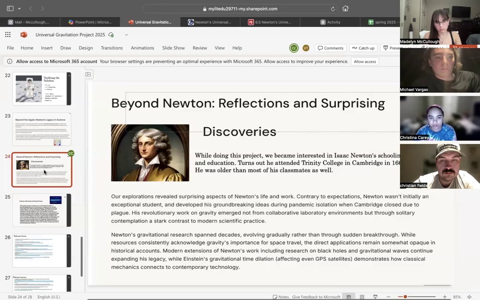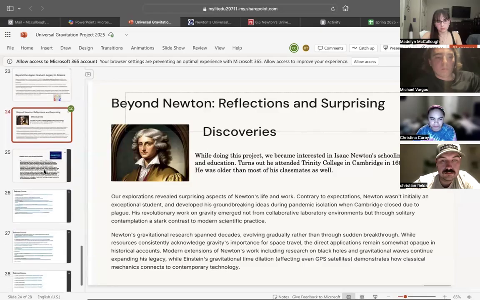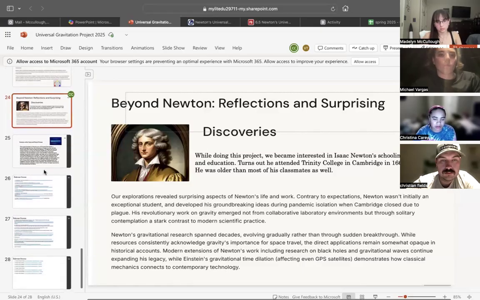Newton's gravitational research spanned decades, evolving gradually rather than through sudden breakthrough. While resources consistently acknowledge gravity's importance for space travel, the direct application remains somewhat opaque in history accounts. Modern extensions of Newton's work include research on black holes and gravitational waves, continuing to expand his legacy. Einstein's gravitational time dilation affecting GPS satellites demonstrates how classical mechanics connects to contemporary technology.